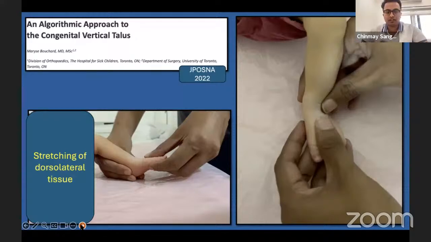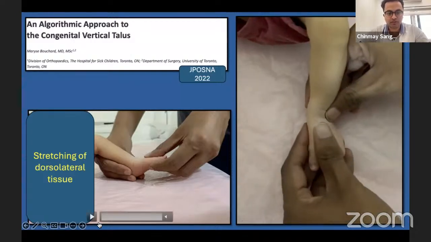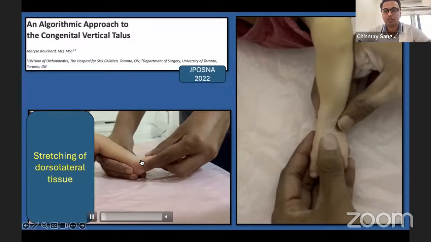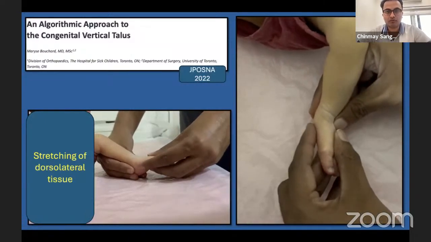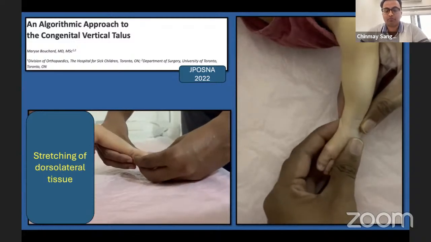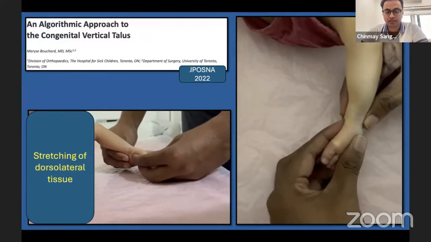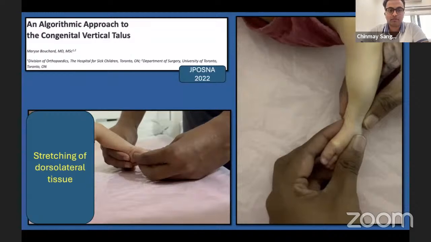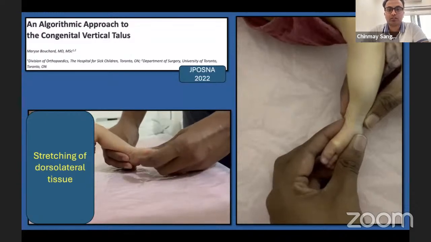So after confirming this diagnosis of congenital vertical talus, there was a paper published in 2022 which talks about the algorithmic approach for vertical talus. As we all know, our traditional teaching is that you do the opposite maneuver of a clubfoot to treat this vertical talus conservatively. But what is more important here is the soft tissue stretching.